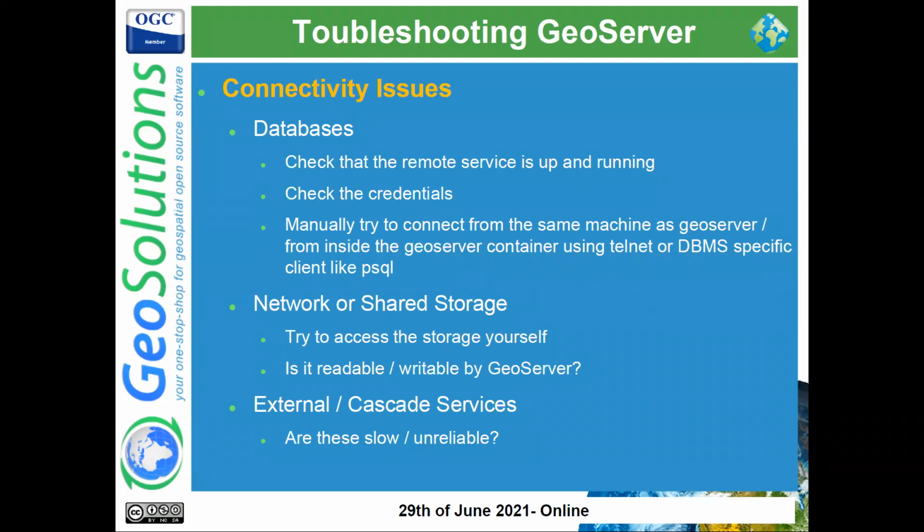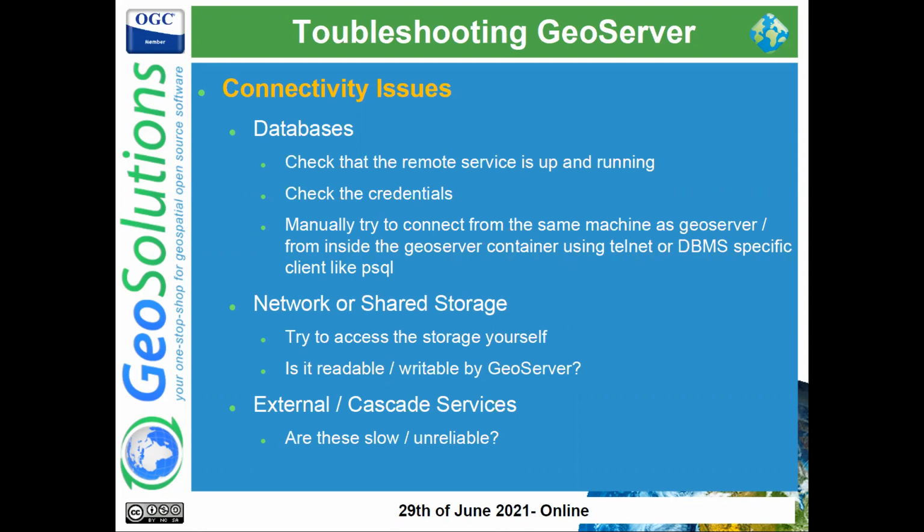Another example would be a network or shared storage problem where GeoServer is not able to read or write data to some of the directories. You can try to access the storage yourself from the GeoServer machine using the same user that GeoServer is started with, typically Tomcat. And you can check, again, the GeoServer logs. GeoServer will typically log information about files or directories being readable or writable.